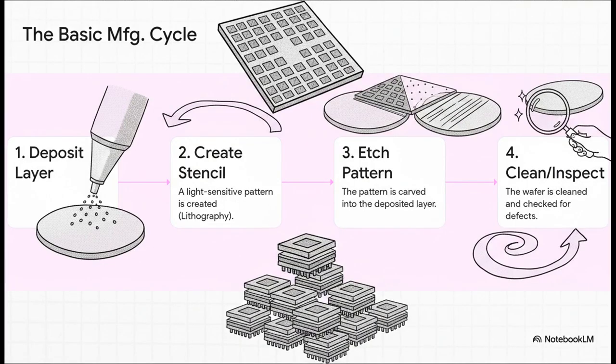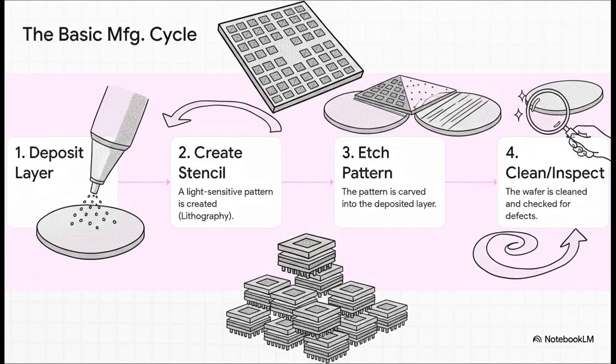And while there are almost 1,000 of those steps, they're all just variations of this core repeating cycle. It's a loop. First, you deposit a new layer of material. Then, you use a process called photolithography, which is basically using light to print a microscopic blueprint to create a stencil. That stencil lets you etch away a pattern, carving out the intricate circuits.